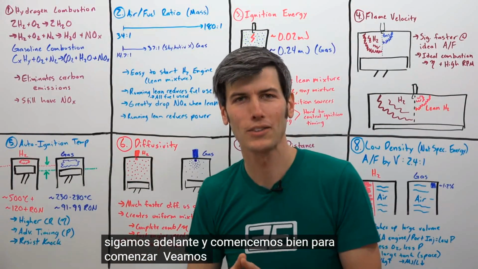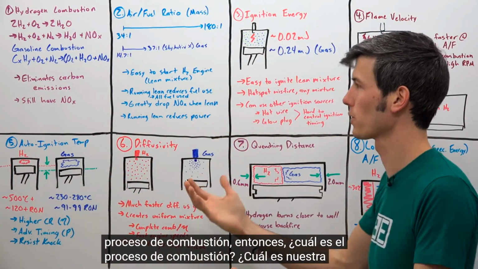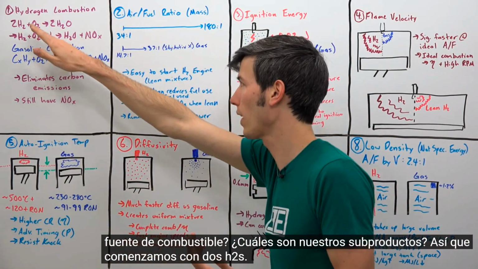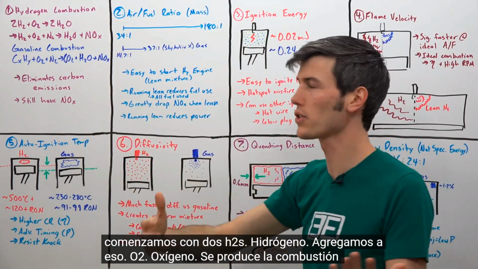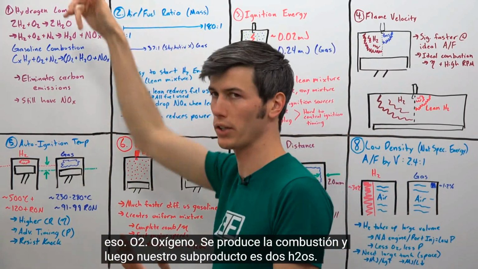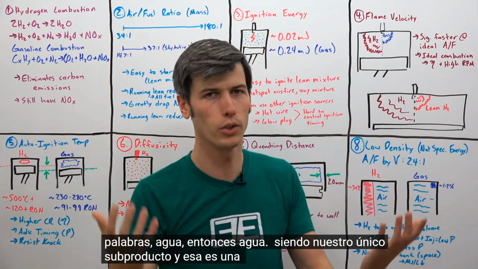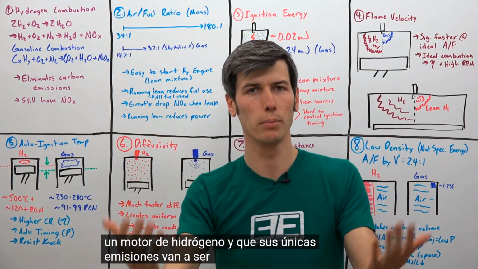All right, getting started, let's look at the combustion process. So what is the combustion process? What is our fuel source? What are our byproducts? So we get started with 2 H2s, hydrogen. We add to that O2, oxygen. Combustion occurs, and then our byproduct is 2 H2Os, in other words, water. So water being our only byproduct, and that's a huge advantage of a hydrogen engine in that its only emissions are going to be water.